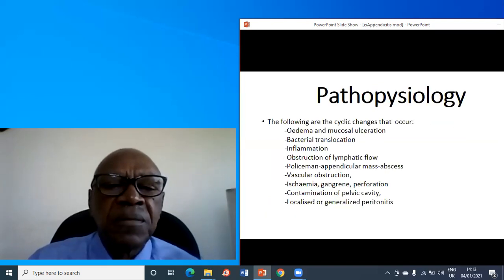Pathophysiology. The following are the cyclic changes that occur: edema and mucosal ulceration, bacterial translocation, inflammation, obstruction of lymphatic flow, pus moving to form an appendicular mass, which later on may become an abscess, venous obstruction, ischemia, gangrene, and possible perforation, contamination of the pelvic cavity, and finally localized or generalized peritonitis.